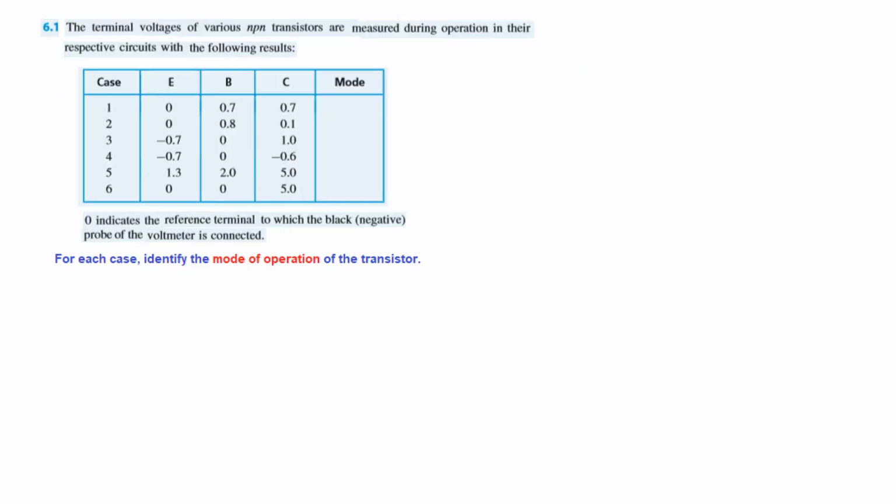Okay, now the question is, the terminal voltages of various NPN transistors are measured during operation in their respective circuits with the following results. So these are the results, the voltages at E, B, and C, and 0 indicates the reference terminal to which the black or the negative probe of the multimeter was connected. So we are measuring these voltages with the help of a multimeter. So let's see the first one. For each case, the question is to identify the mode of operation of the transistor. So let's take the first case.